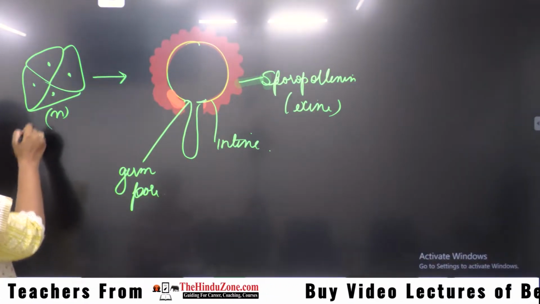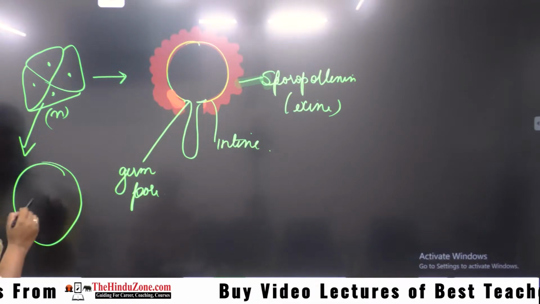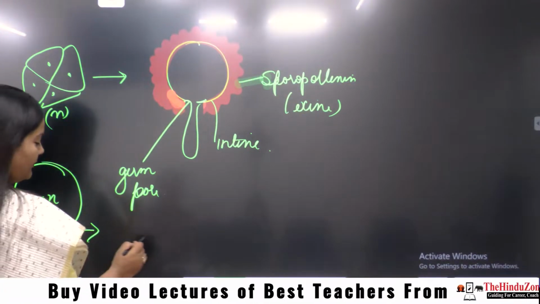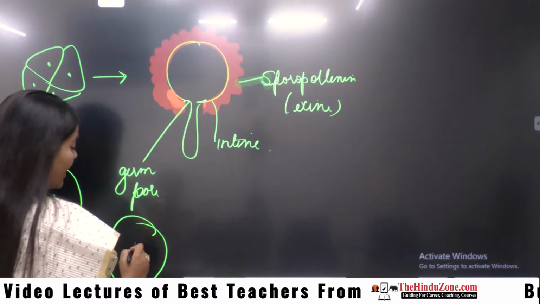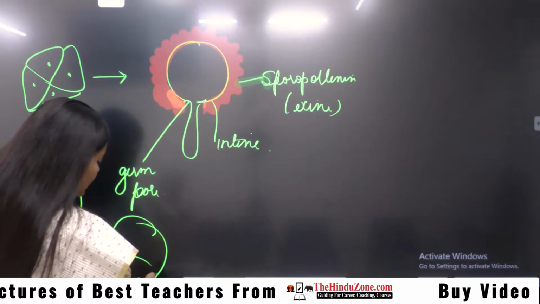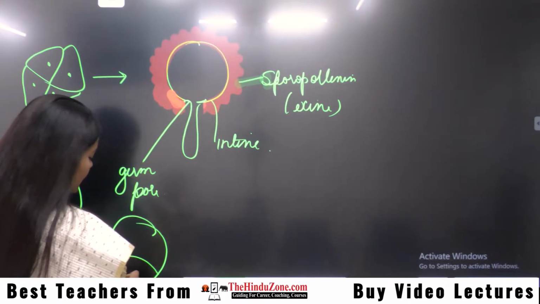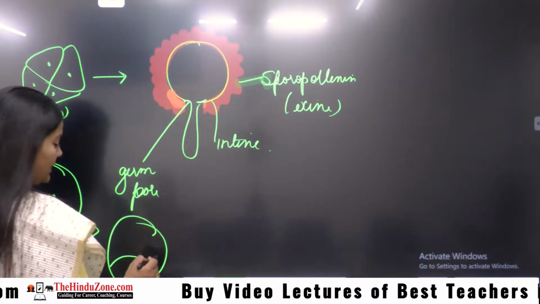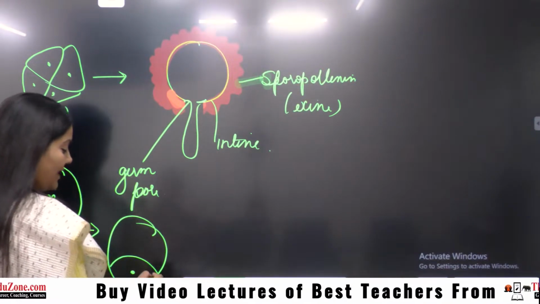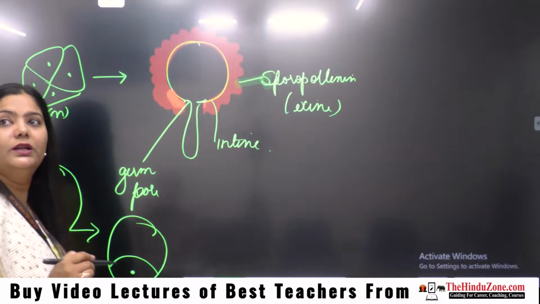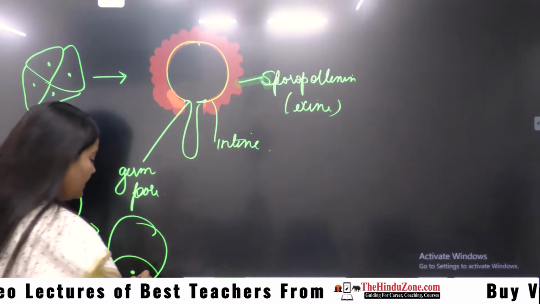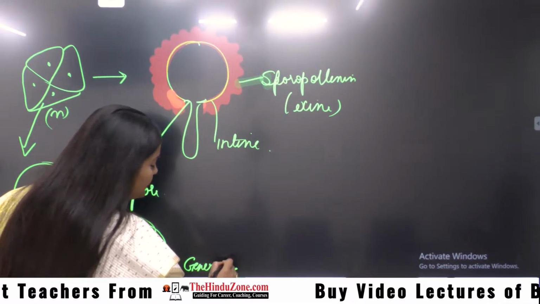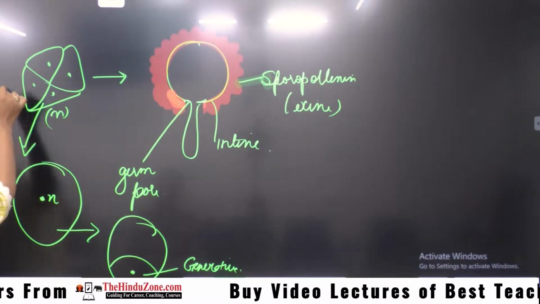Before this, what happened exactly in this? It was just n, right? Then it divided into two: one large vegetative nucleus and the small generative nucleus. The generative nucleus is irregularly spindle shaped, okay? So this is your generative nucleus. Meiosis has taken place already. Up to here meiosis is over.